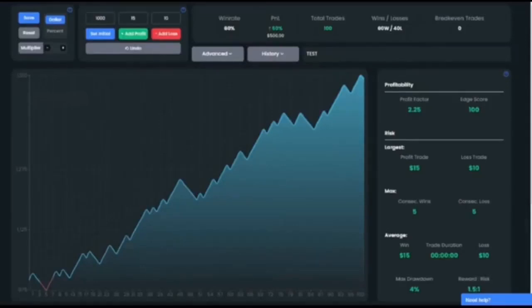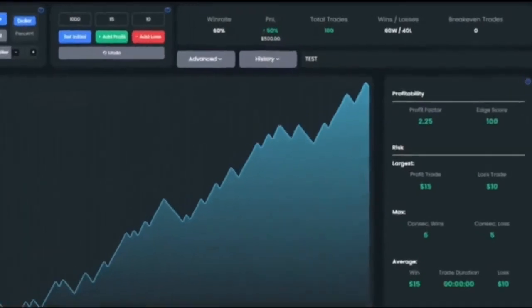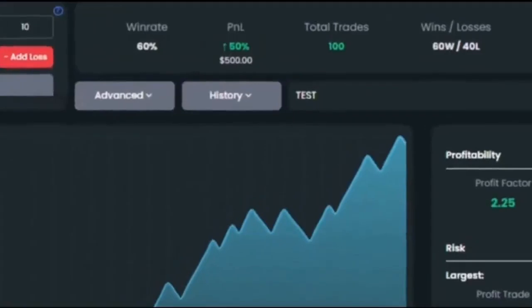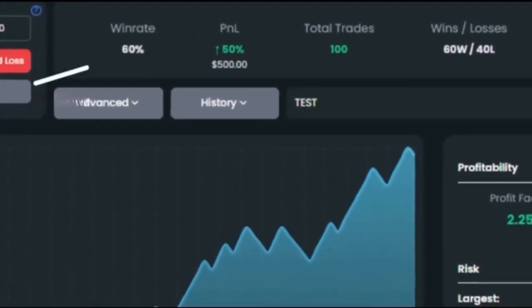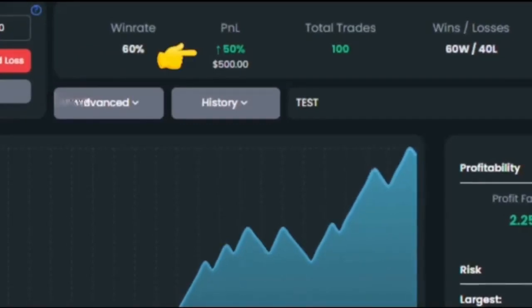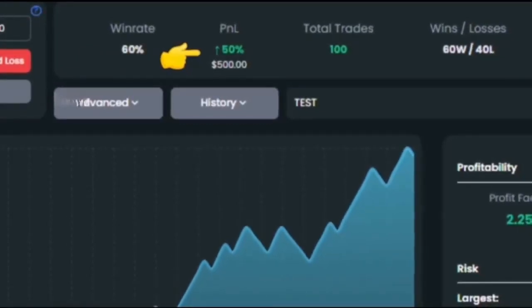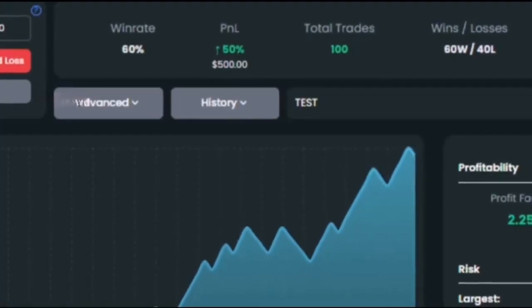Alright, let's go over the results of the backtesting we did. The win rate for the strategy wasn't as high as we expected. It's 60% instead of 95%. But even so, our account size increased by 50% after trying out 100 setups. That means the strategy is making a reasonable amount of profit.